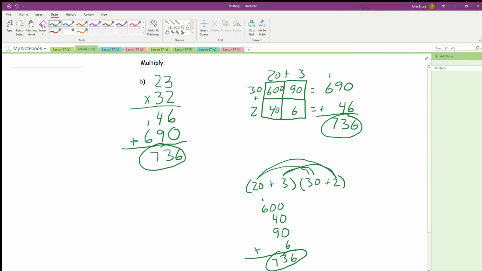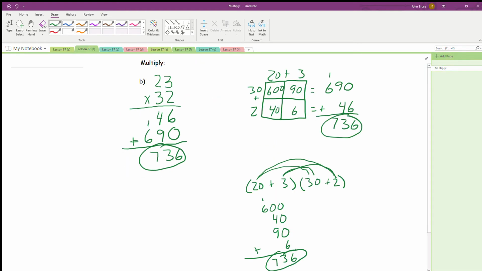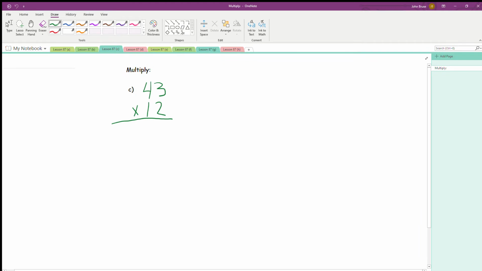All 3 have the same answer. I don't know if you guys noticed, but the last problem was the same thing, just the numbers were flipped. Okay, let's go ahead and go to number C.